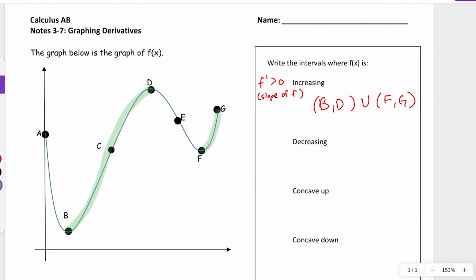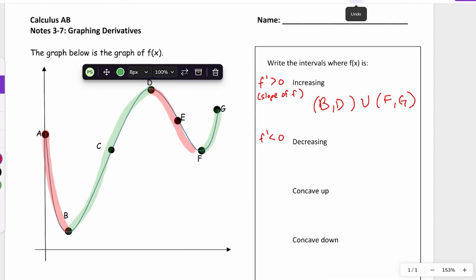Now, we can see that a function is decreasing anytime the slope is negative. So if f prime is negative, the function is going to be decreasing. We see two intervals where this function is decreasing, between a and b, and between d and f.